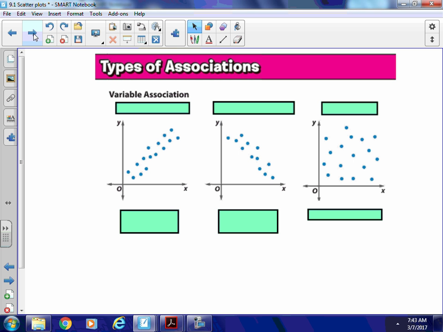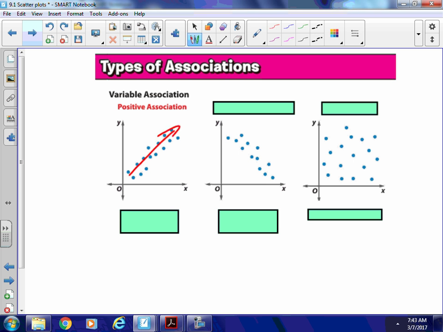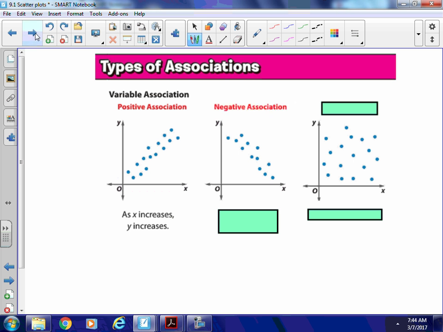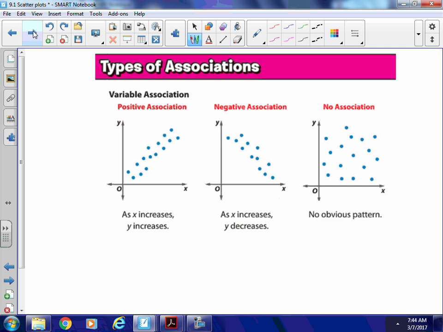All right, types of association we can have. Look at these graphs. We'll look at the first one here. The variable association, what do you notice? Well, that line's going uphill. That's a positive association. What that means is as x increases, y increases. The next association is negative. As x increases, y is going down. And in the last situation, the dots just look like they're all over the place. There is no association. There's no pattern.